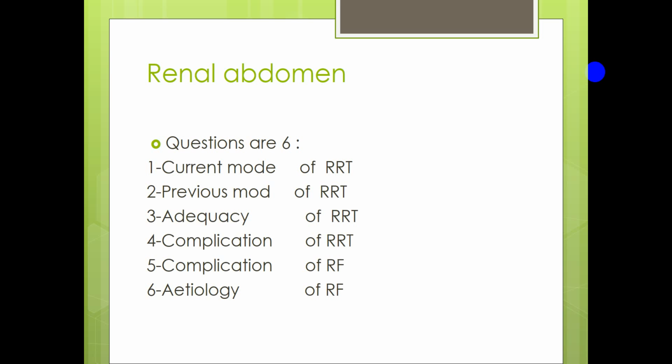Does the patient have any increase in his JVP? Does he have any fine end-inspiratory crepitations on his back? Does he have any volume overload or ankle edema? Then the complications of the renal replacement therapy and the complications of renal failure. The main complication of renal failure is anemia. You should look for anemia in the renal abdomen, and the etiology of renal failure in the case you have to search for.